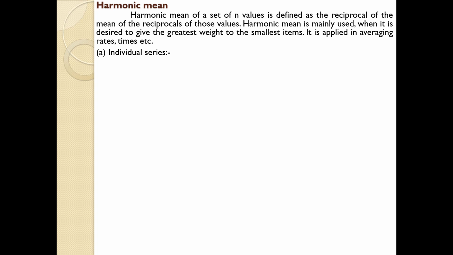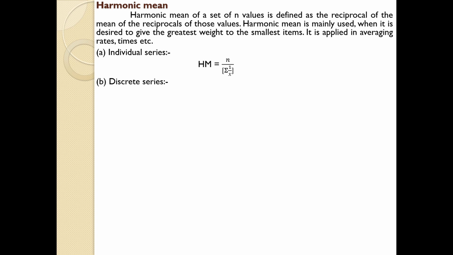Unlike the methods which we have discussed earlier, it also has three different cases: individual series, frequency distribution or discrete series situation, as well as continuous series. The equation for finding harmonic mean, in case of an individual series, is n divided by sigma 1 by x. X will be given, you need to take the reciprocal of each individual item of x, then take the total and substitute the same in the equation.